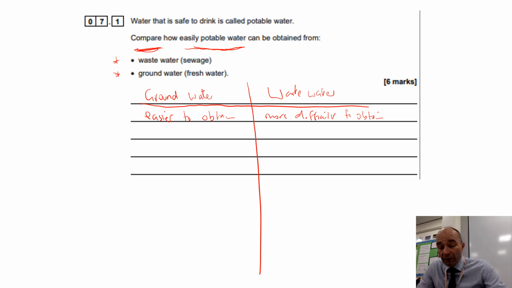To purify or to form our potable water, make it clean enough to drink, there's fewer processes with groundwater. So it means that with wastewater, there are more processes. Because there's fewer processes for groundwater, it takes less time. So it means that wastewater takes more time.